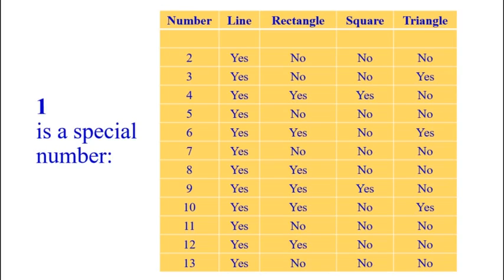8 can be represented as a line and as a rectangle. Number 9 as a line, as a rectangle, as a square. Number 10 as a line, as a rectangle and as a triangle. Number 11 can be arranged as a line. Number 12 can be arranged as a line, as a rectangle. And number 13 can be arranged as a line.